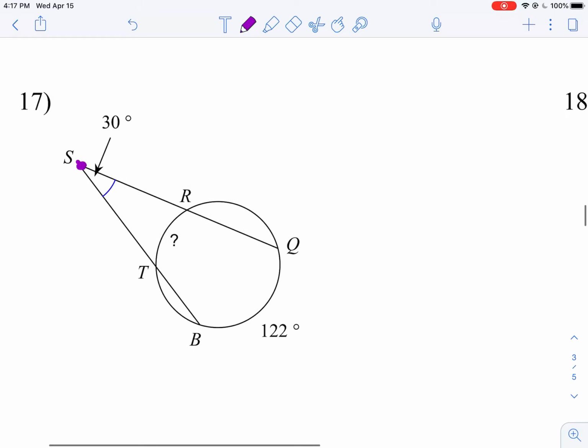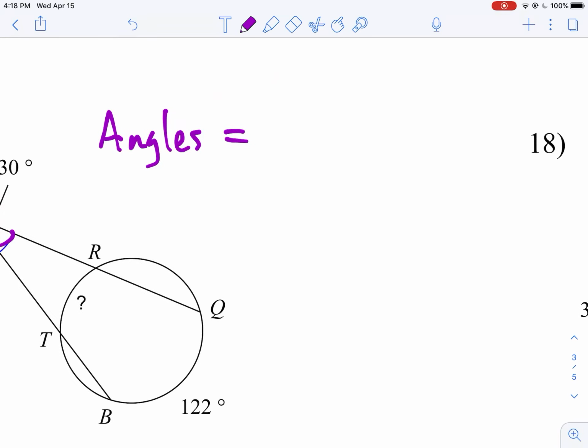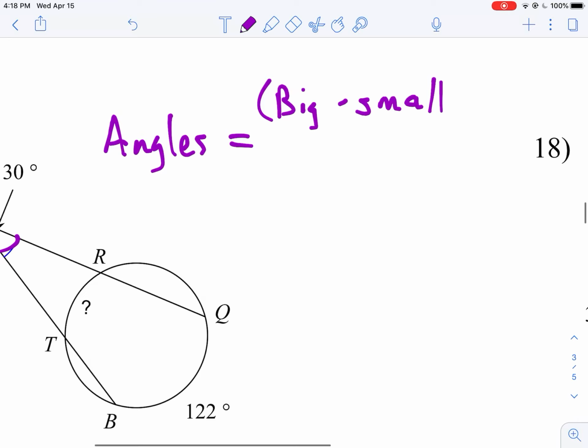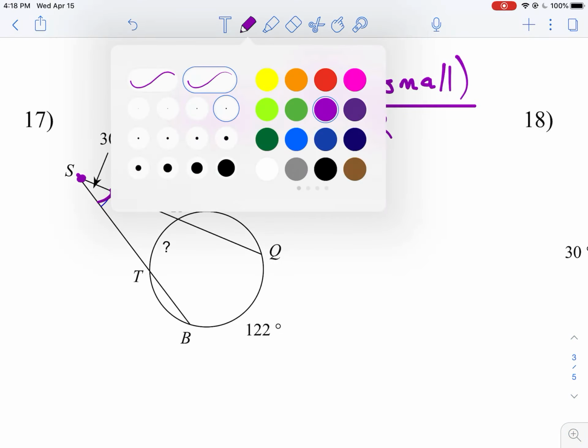There's a formula where we take the measure of the angle is equal to the two intercepted arcs subtracted. So I'm going to put in parentheses, big arc minus small arc, all divided by 2, right? So it's a formula. It's not angles, it's just one angle. The angle equals the big arc minus the small arc divided by 2. So let's see what that looks like all solved out.